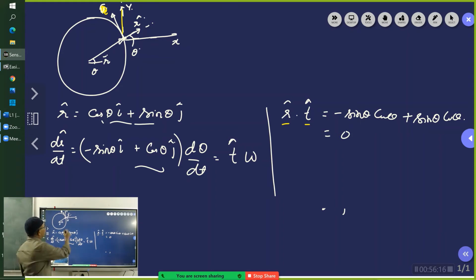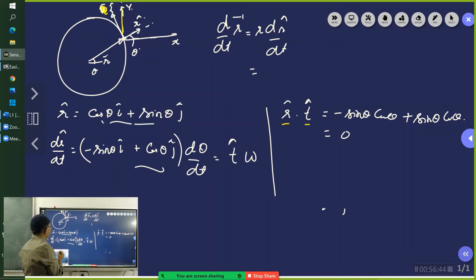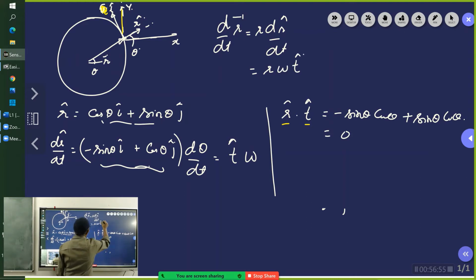So if this is R cap, I am drawing a vector perpendicular to this, and I am going to call it t cap. So I got dR cap by dt. See here, the basic equation was d by dt of R bar, so this is R into dR cap by dt. Now here R is R, and dR cap by dt, what did I get? I got this as omega t cap.